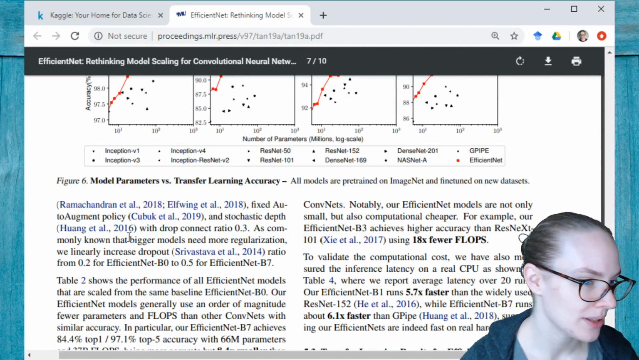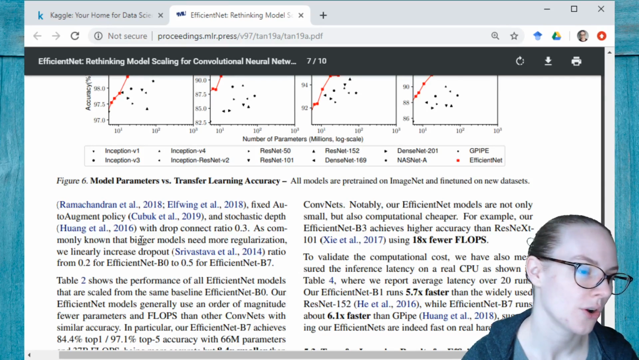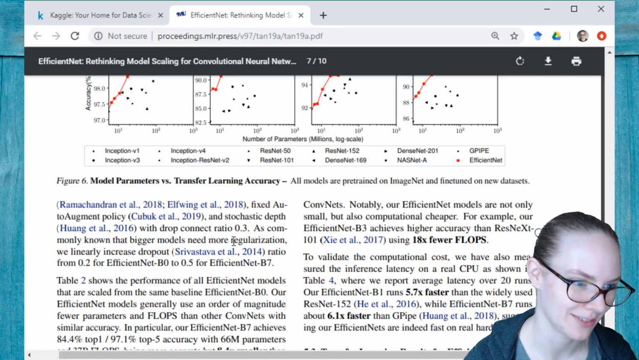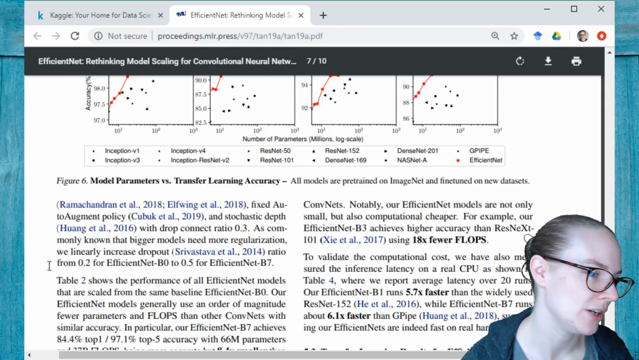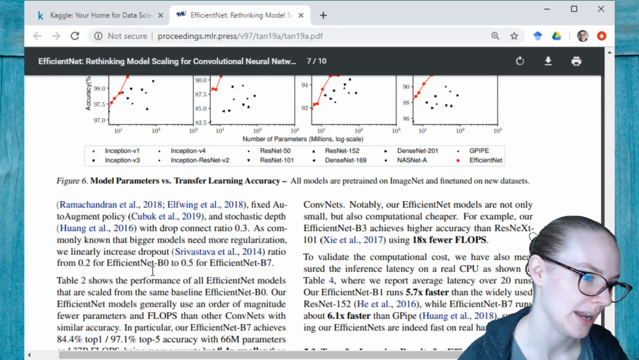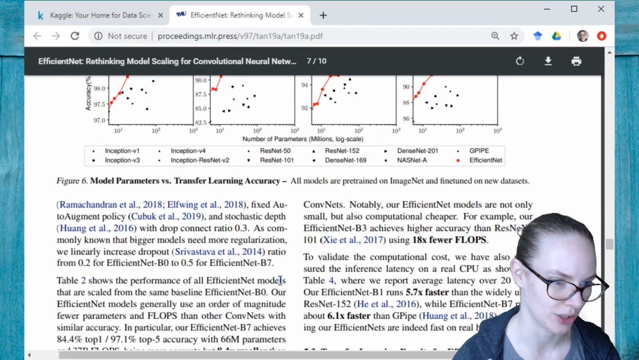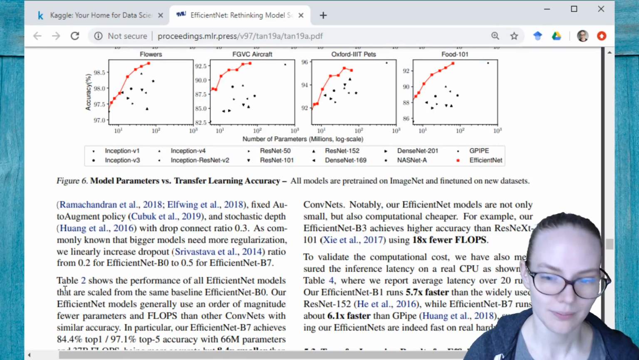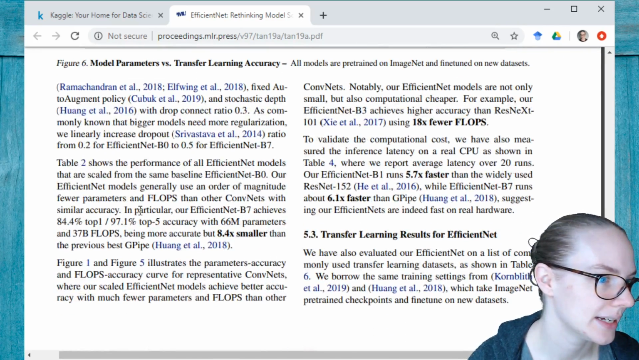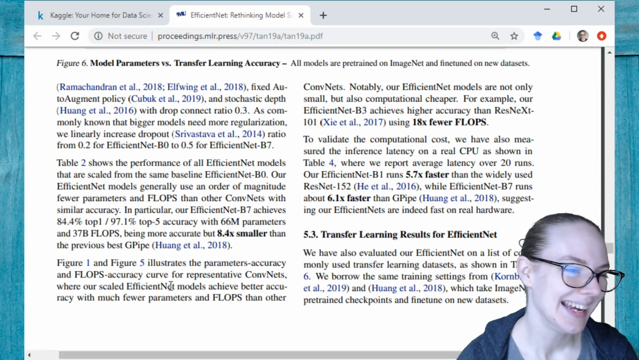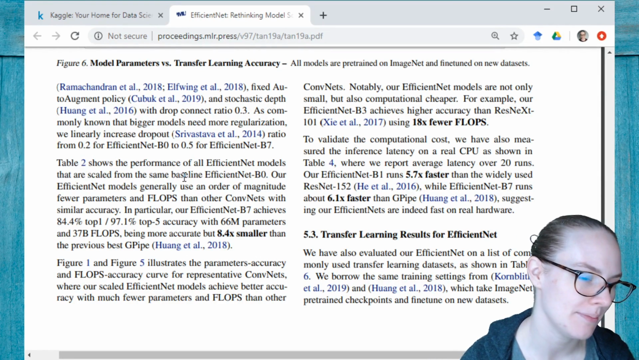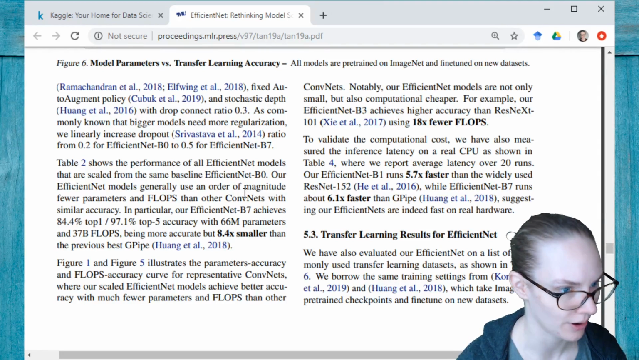As commonly known, the bigger models need more regularization. We linearly increase dropout, Srivastava et al. 2014, ratio from 0.2 for EfficientNet B0 to 0.5 for EfficientNet B7. So more dropout as the model gets bigger. All right. Table 2, oh, we read that, shows the performance of all EfficientNet models that are scaled from the same baseline EfficientNet B0.